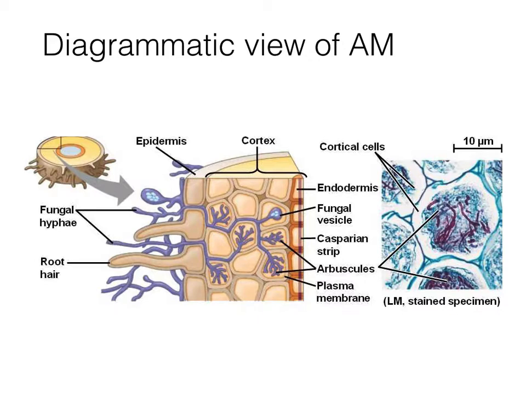You can also see that there are arbuscules as well. Those are cortical cells there, and those arbuscules are where the hyphae have penetrated the plant cell wall and invaginated the plasma membrane. On the right, you can see a stained specimen showing arbuscules as well in purple. The cortical cells are labeled there as well. So these arbuscules, again, are where the nutrient exchange occurs.